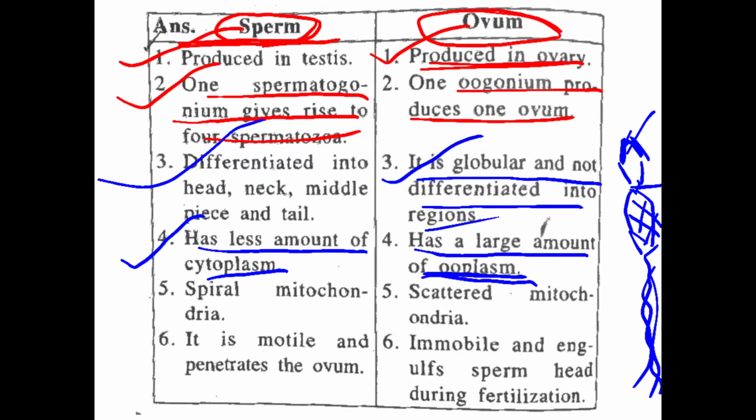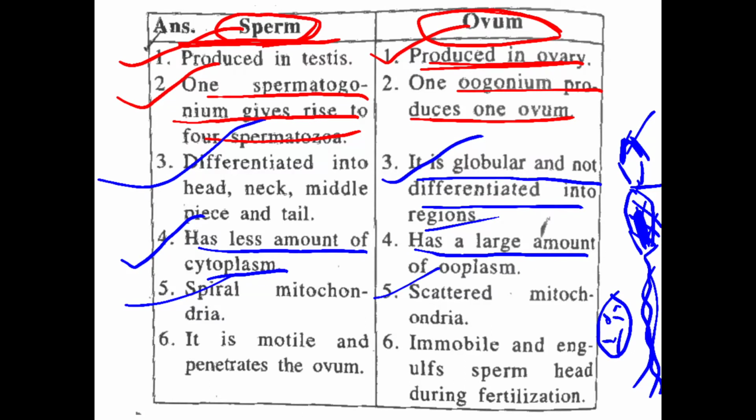Okay, then mitochondria are spiral in sperm, whereas mitochondria in ovum are scattered. In ovum, mitochondria are present scattered. Okay, whereas in sperm, mitochondria are present in spiral.